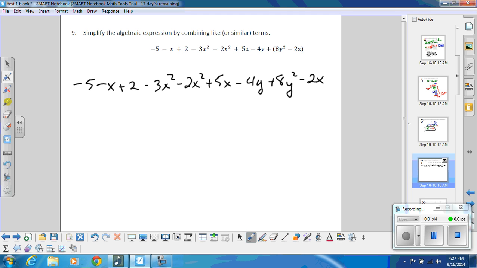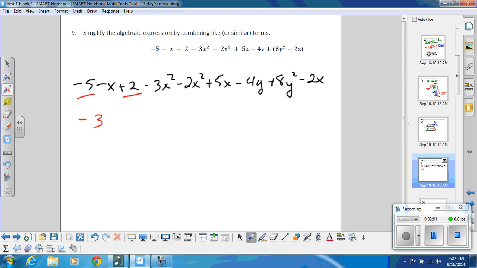Okay, now I look for my like terms. So I'm looking at numbers. I have two numbers. So I'm going to combine those. Negative 5 and plus 2. That's not negative 5 minus 2. Don't let that minus x confuse you. Negative 5 plus 2 is going to give me negative 3.